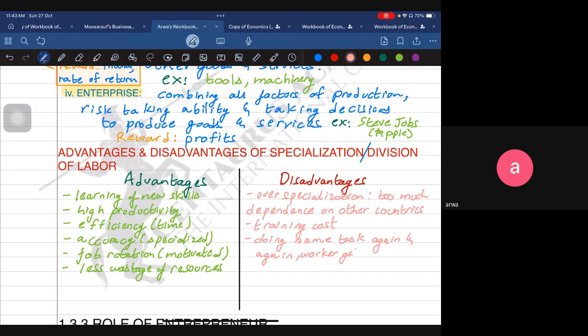Worker gets demotivated. Then, the absence of worker can halt the entire production process.